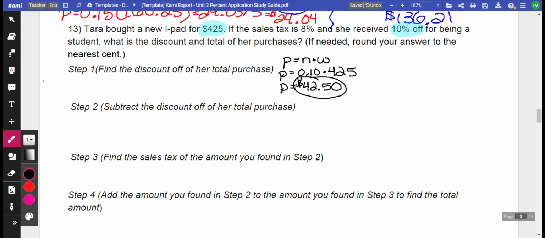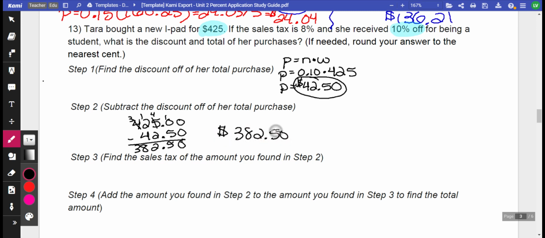Step number 2 is to subtract the discount off of her total purchase. So I'm going to take $425 and subtract $42.50. Well, if you decide not to use a calculator, you can show your work this way. You'll need to borrow. So that means it'll be $382.50.